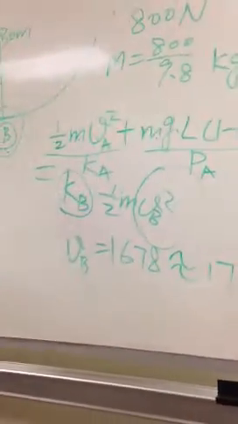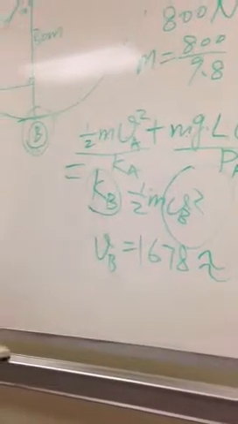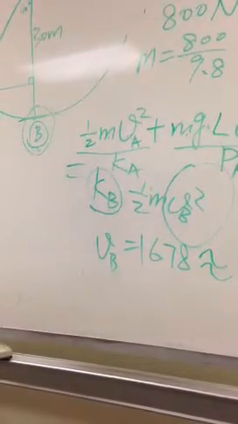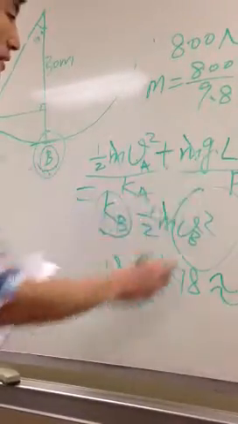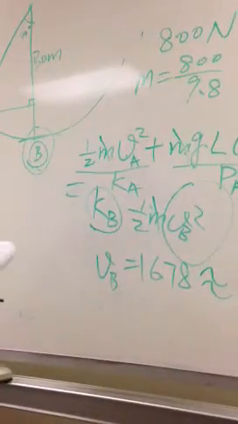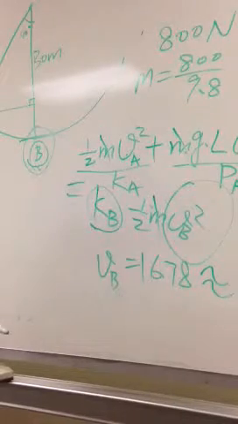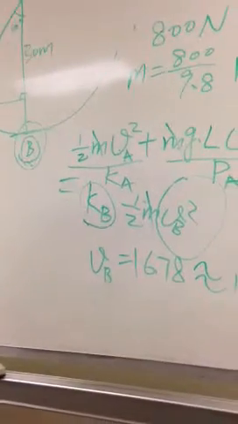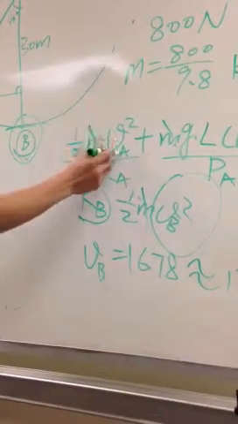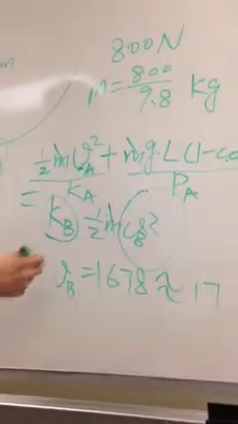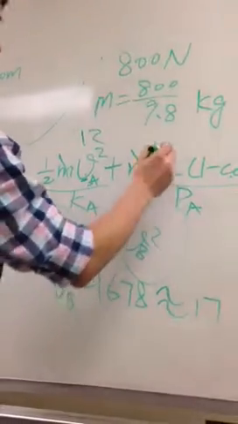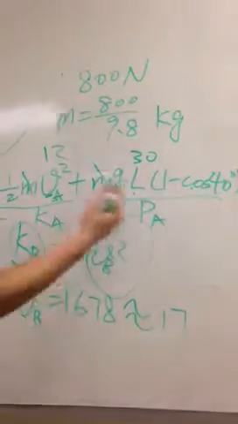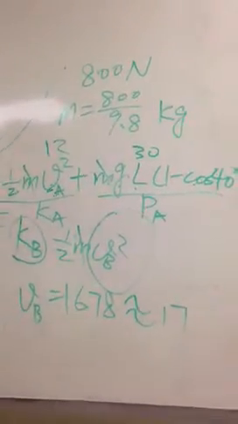The answer is 17. We cancel all of the m's, right? You cancel the m and then you just plug in the numbers. We know v_A is 12, g, L is 30, so just calculate and plug in.